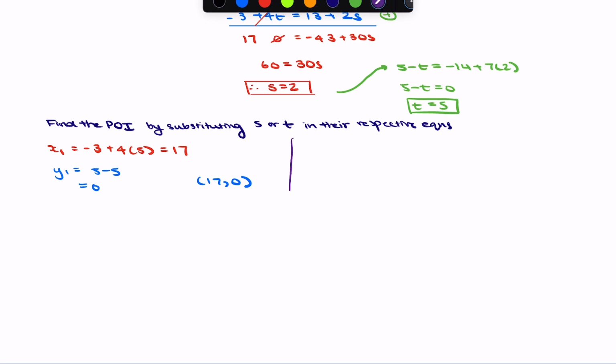But again, we can check it by substituting it into x2 and y2. Here, x2 then is equal to 13 plus 2 times 2, which is equal to 17. And y2 is equal to negative 14 plus 7 times 2, which is equal to 0. So we see that that confirms, again, our point of intersection here is at 17 and 0.